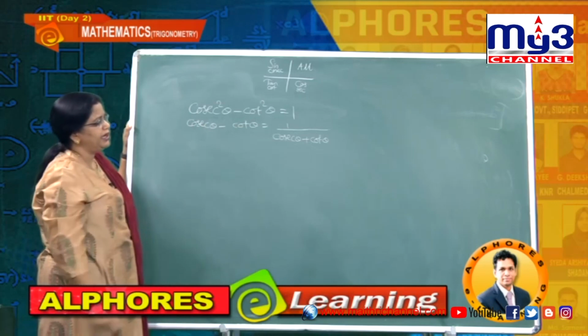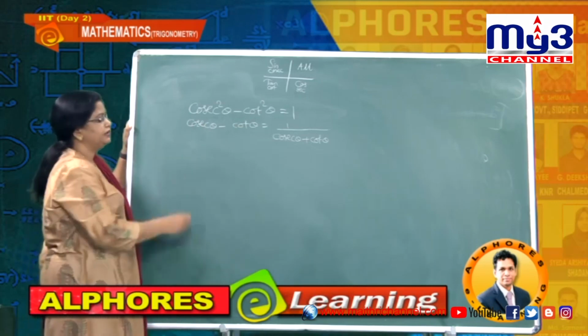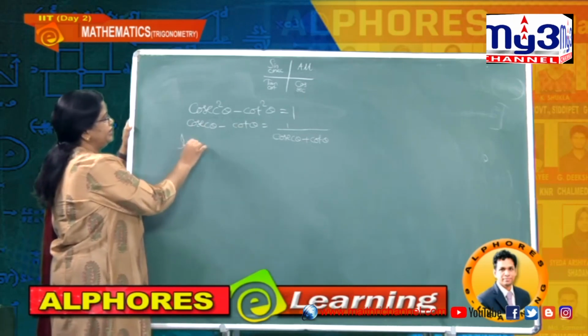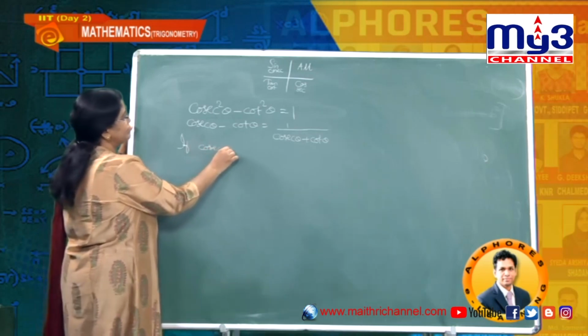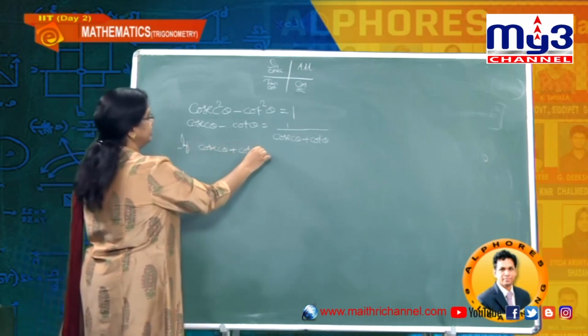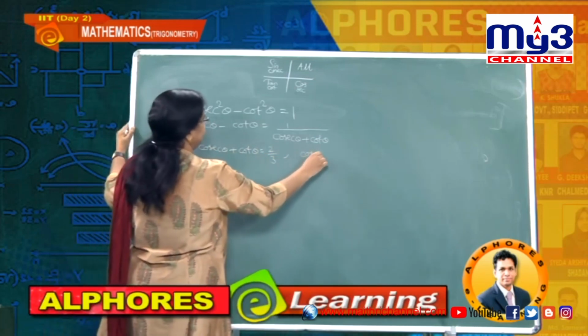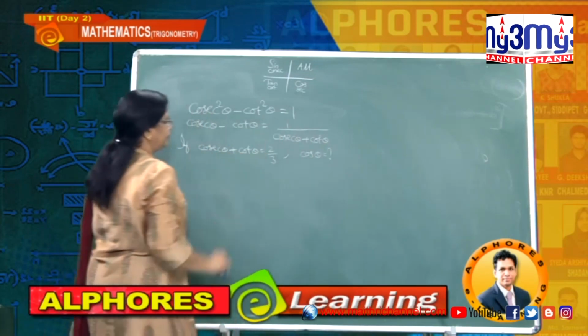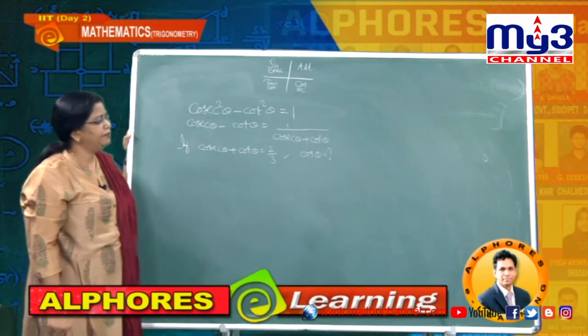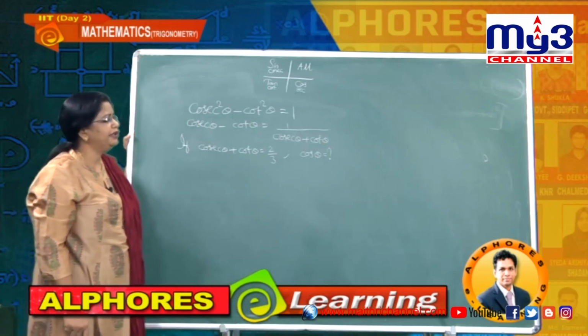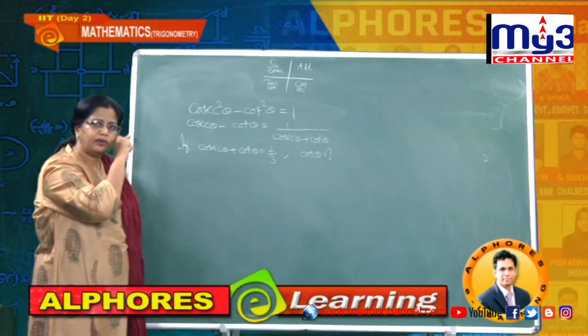Then how can they ask problems based on this one? Suppose cosecant theta plus cot theta is given as 2 by 3. Then they will ask for the answer for cos theta. Understand: cosecant theta plus cot theta, if it is 2 by 3, then what is the value of cos theta?